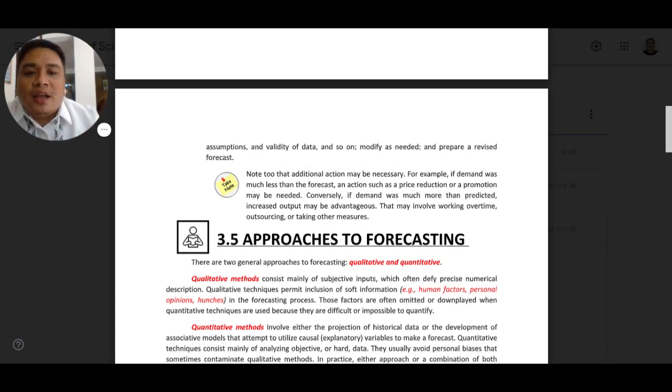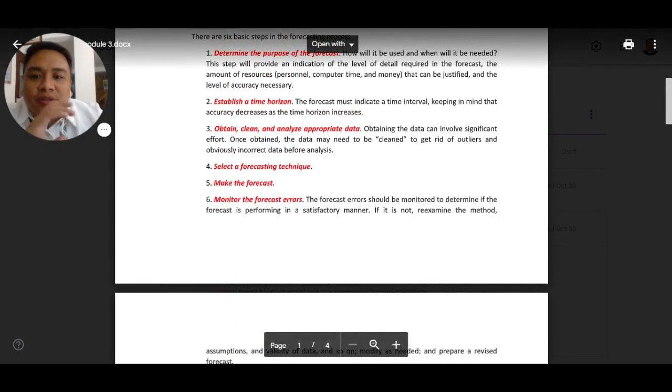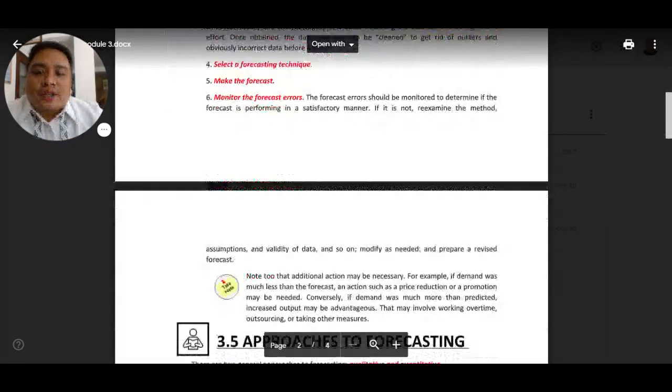So, others, anong ginagawa? They continue to promote their product or they sell the product at a discounted price for them to be able to bridge that certain gap from your actual to your own prediction. Okay? That's how we summarize what we call forecast errors. Okay, so those are the different steps, 6 steps in forecasting.